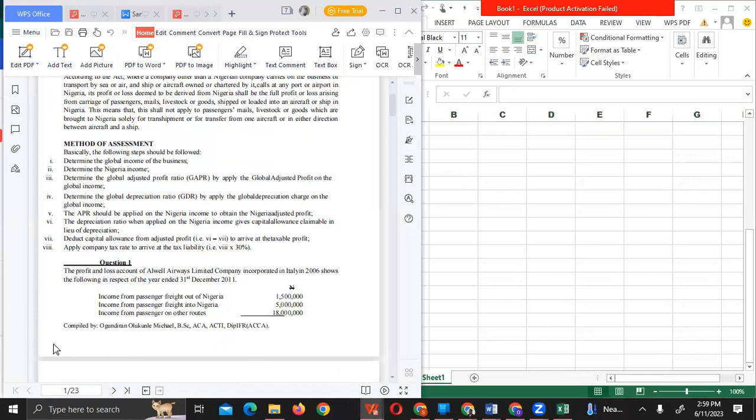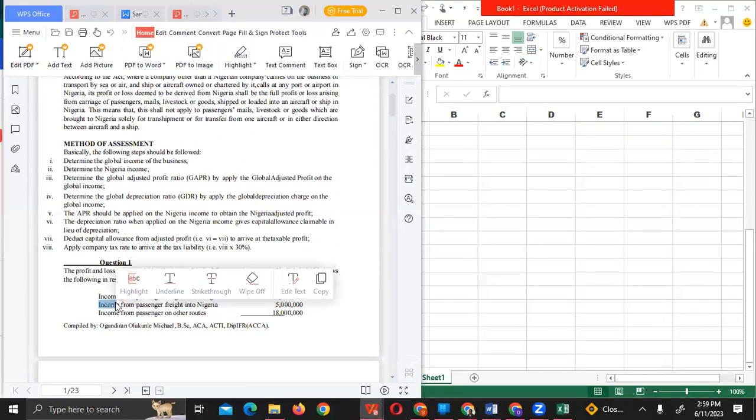Let's look at this question. For instance, I have here income from passenger out of Nigeria, income from passenger freight into Nigeria, income from passenger on other routes. Out of these three, the only income that I'm going to select as Nigerian income is income from passenger out of Nigeria. That means they are in Nigeria and they are moving out of Nigeria. That's the only Nigerian income in this question.